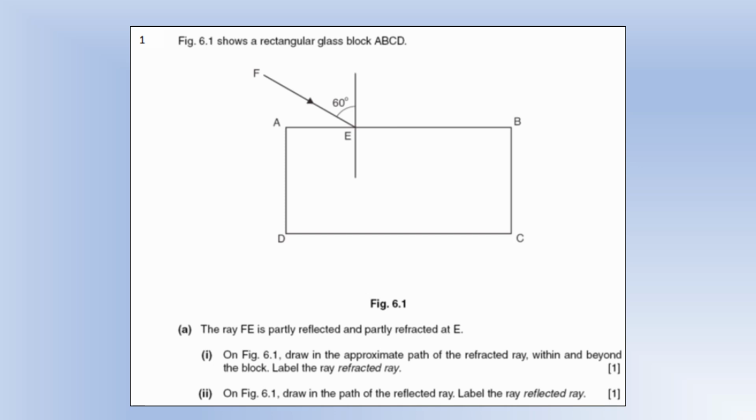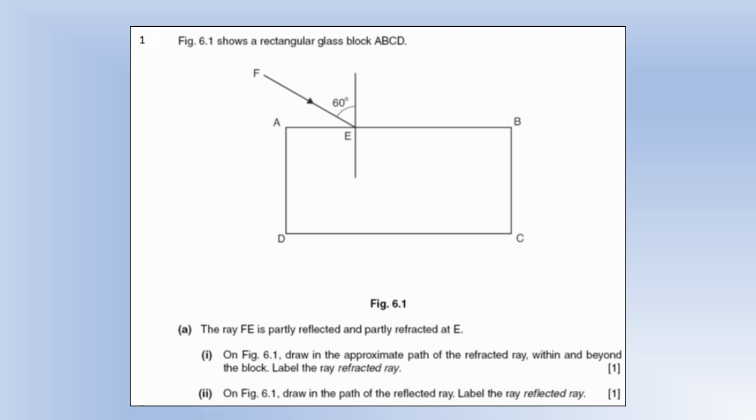In this video, we're going to take a look at some longer answer type questions on the waves and optics topics. So let us start off with some refraction, it looks like. We've got a rectangular glass block A, B, C, D, and a light ray incident on it with an angle of incidence of 60 degrees.